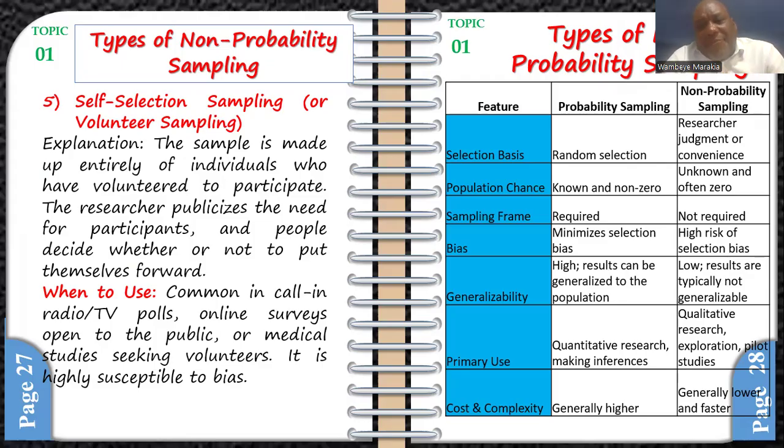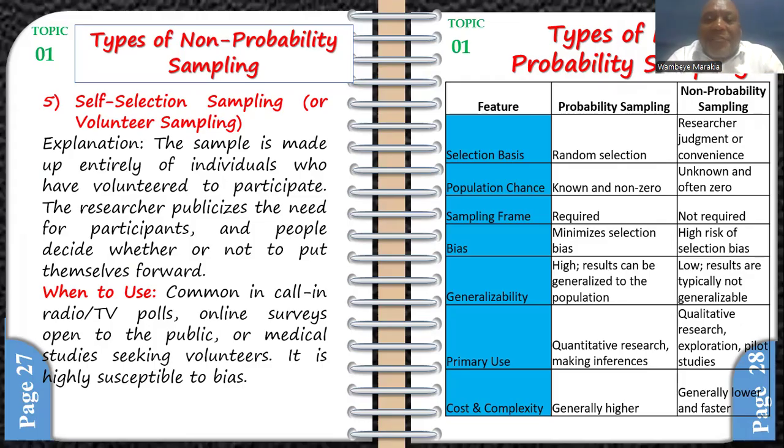Now, another feature that can bring out the difference between the two is primary use. In probability sampling, you use it in quantitative research, and we use it for making inferences. But in non-probability sampling, we use it mainly for qualitative research, exploration, pilot studies, and we cannot make inference about the entire population.